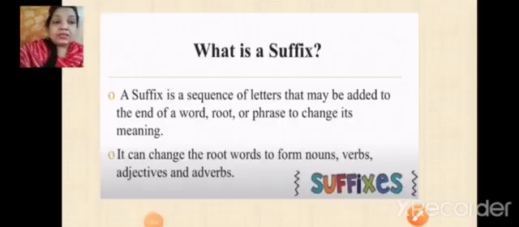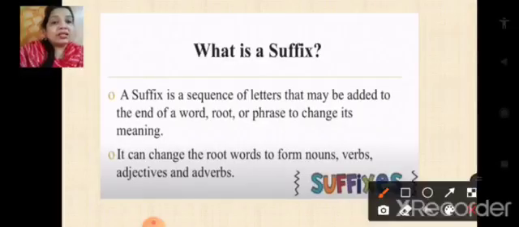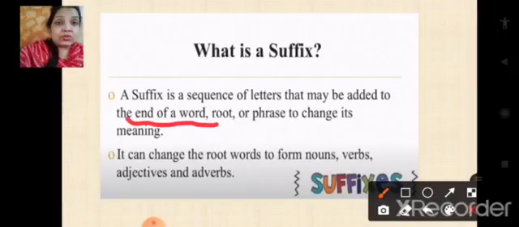So now children, what is a suffix? A suffix is a sequence of letters that may be added to the end of a word. Make sure that you understand this thing. It's the end of a word, root or phrase to change its meaning. It can change root words to form nouns, verbs, adjectives and adverbs also. So let us quickly understand a few examples of suffixes.